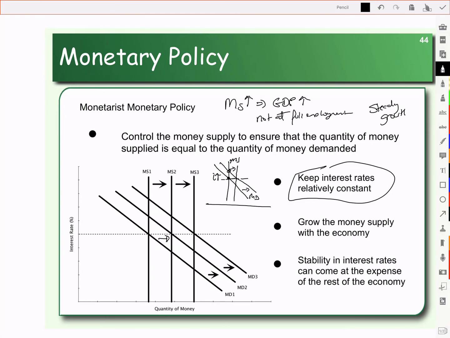So nice, steady growth. So the idea here is that if we keep interest rates stable, not changing, then that means the economy won't have any sudden changes, right? So keep the interest rate stable by changing the money supply with the money demanded. The challenge with this, though, is that stability in interest rates can come at the expense of the rest of the economy.